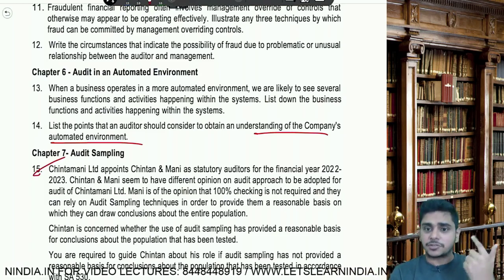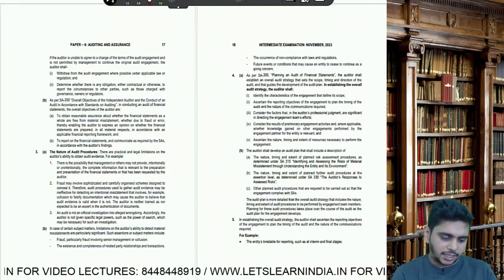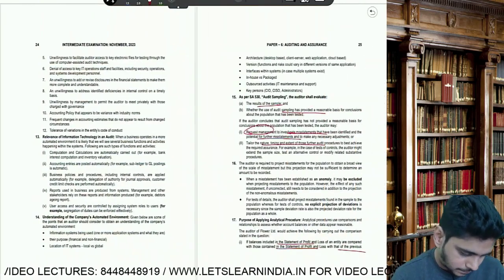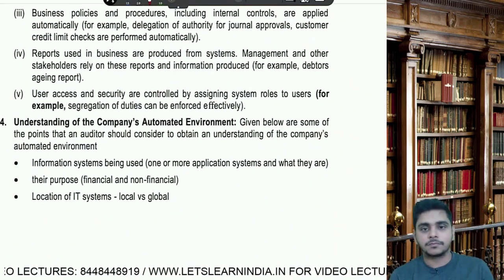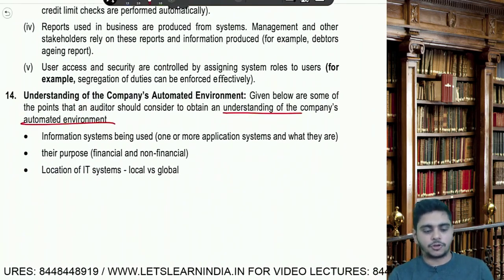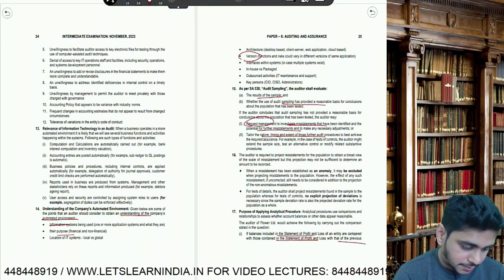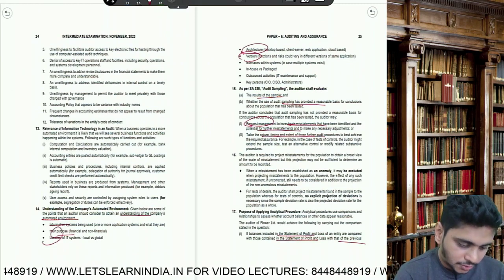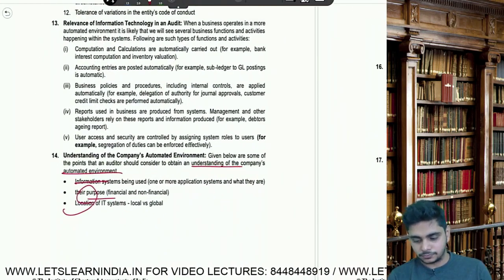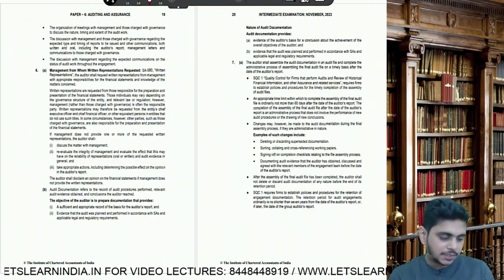The answer for understanding was in SA 315; for documentation it was SA 230, if you remember this. 14th, VIP Alok. Obtaining an understanding of the company's automated environment: Versions, information system, purpose, architecture, L was location, O was outsource, K was key persons. VIP Alok. Same question, no new variety.